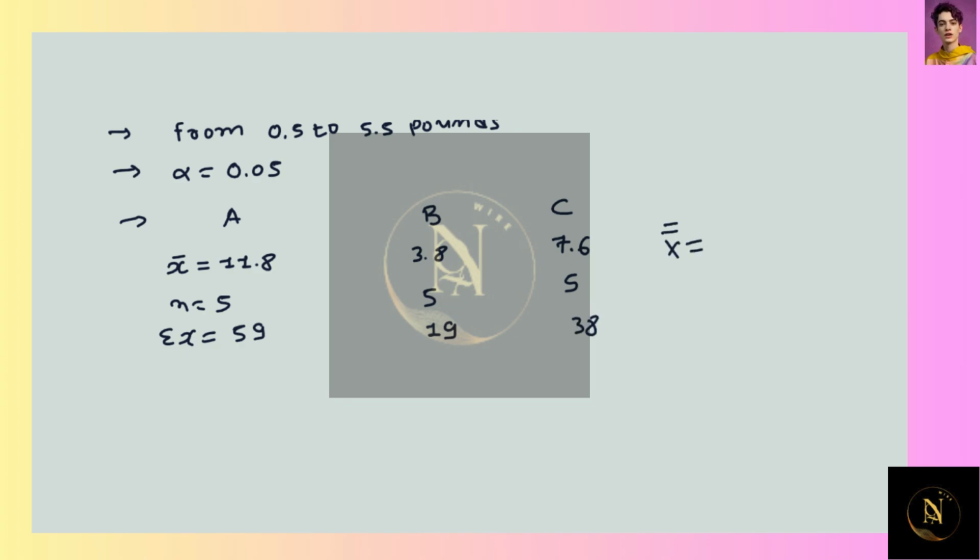We can write x double bar equal to 116 divided by 15. We simplify and the answer is 7.73. So this is the value of x double bar.